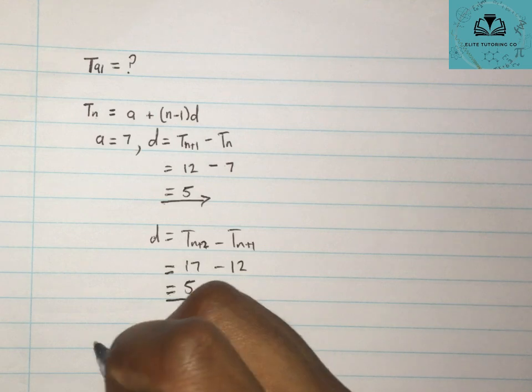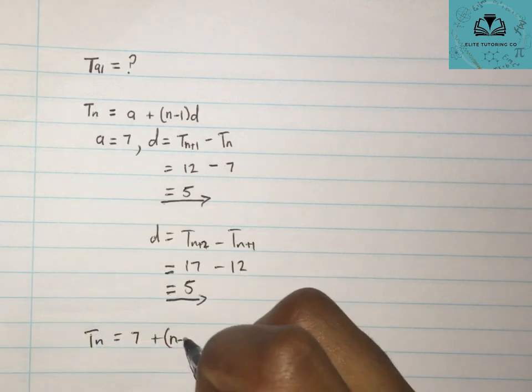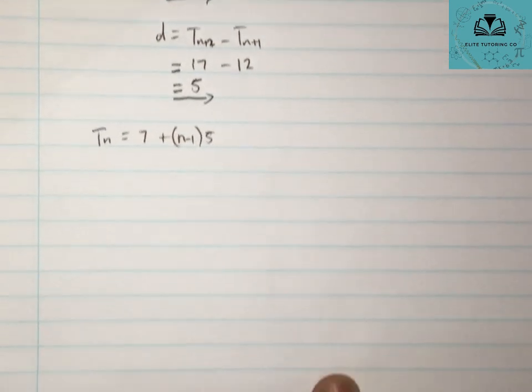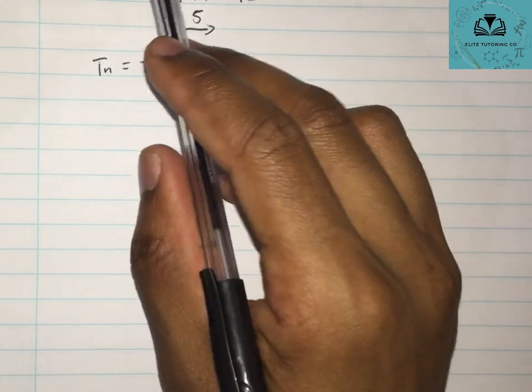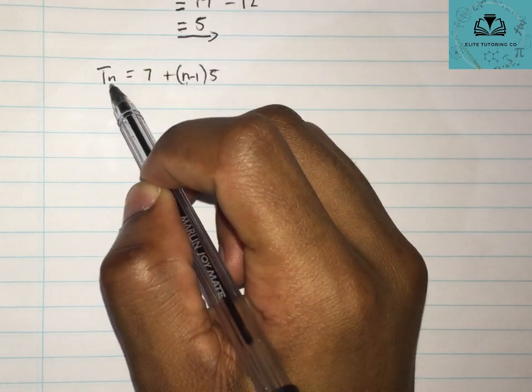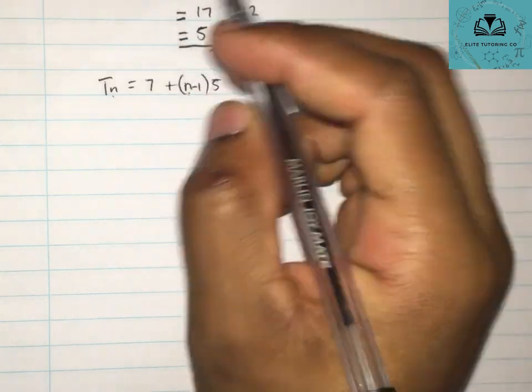So now how do you find the general term? We'll say Tn is equal to, we use our a value, that is 7, plus n minus 1, then you substitute in your value for d, that is 5. Now, in order for us to find the 91st term, we need to substitute 91 for n, right? So our n value will be 91. So this is our general term.